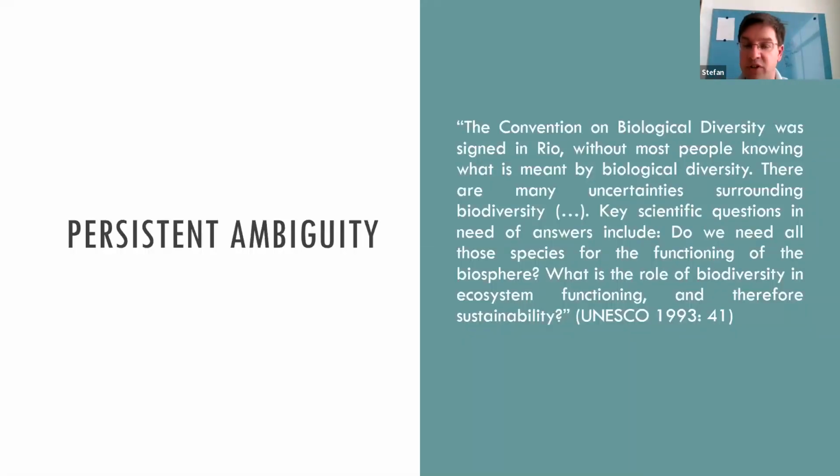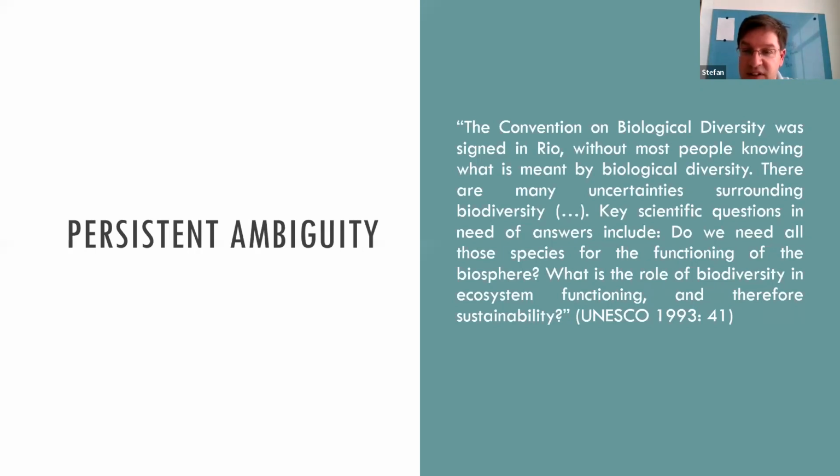That doesn't mean that it was now strictly or clearly defined. Actually, the ambiguity persisted, even at the level of UNESCO, even when deciding that it is a top priority for this program to do work on biodiversity. They quite bluntly, in a discussion or in a report, conceded that, well, it's worth reading. The Convention on Biological Diversity was signed in Rio without most people knowing what is meant by biological diversity.